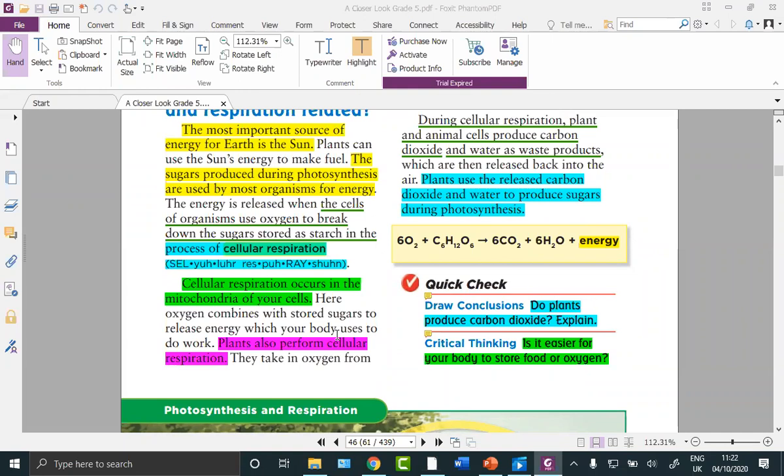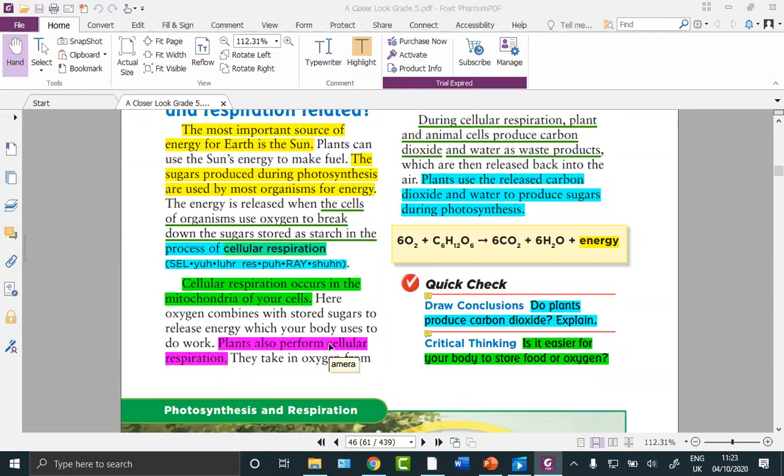Now, also plants do cellular respiration. Animals and plants do cellular respiration. Plants take in oxygen through their stomata and break down sugars for energy during cellular respiration. Now, plant and animal cells produce carbon dioxide. I repeat, during cellular respiration, plant and animal cells produce carbon dioxide and water as a waste product, which are then released back into the air.